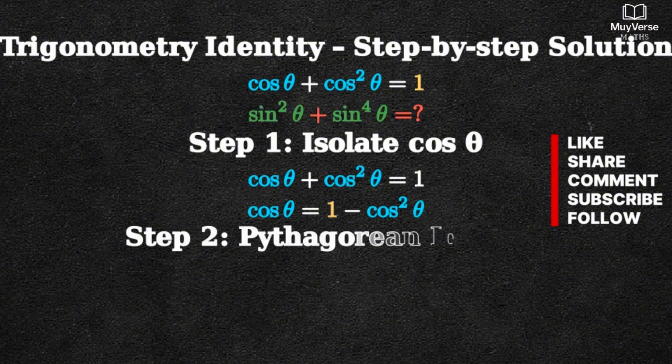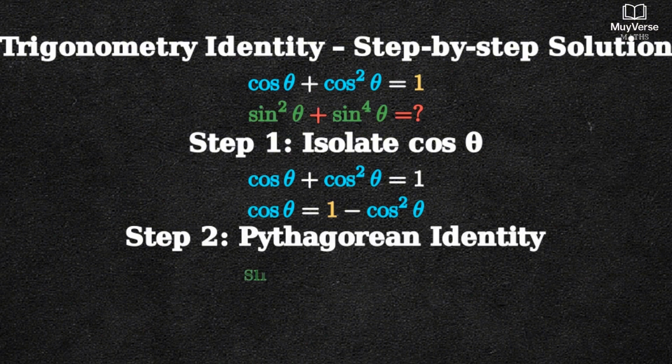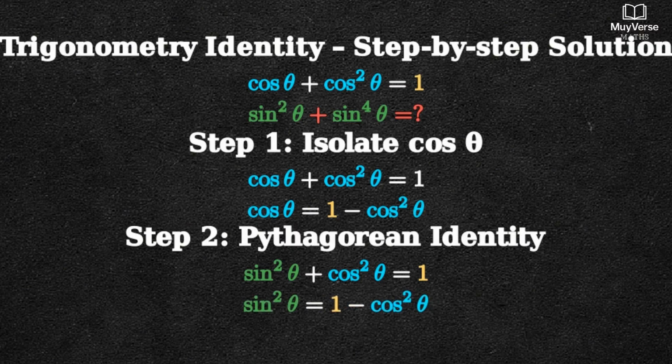Step 2. Use the Pythagorean identity. Sine squared theta plus cosine squared theta equals 1. Rearranging gives sine squared theta equals 1 minus cosine squared theta.